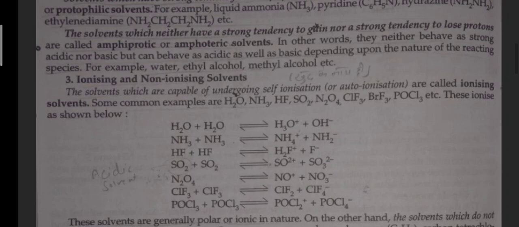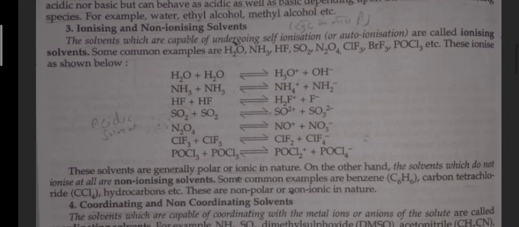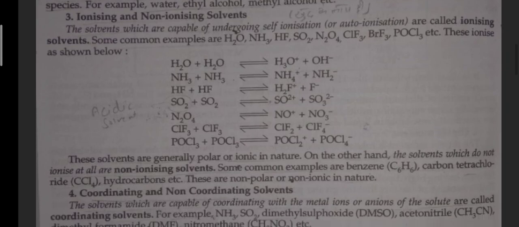The solvents which have neither a strong tendency to gain nor a strong tendency to lose protons are called amphiprotic or amphoteric solvents. In other words, they behave neither as strongly acidic nor basic but can behave as acidic as well as basic depending upon the nature of the reacting species. For example, water, ethyl alcohol, methyl alcohol, etc. Third is ionizing and non-ionizing solvent. The solvents which are capable of undergoing self-ionization are called ionizing solvents. Some common examples are water, ammonia, hydrogen fluoride, sulfur dioxide, N2O4, ClF3, BrF3, POCl3, etc.